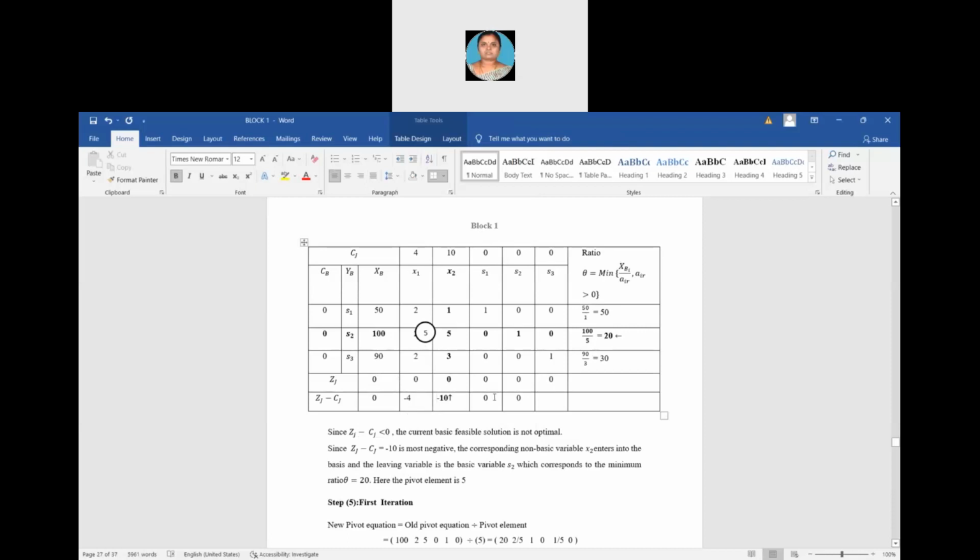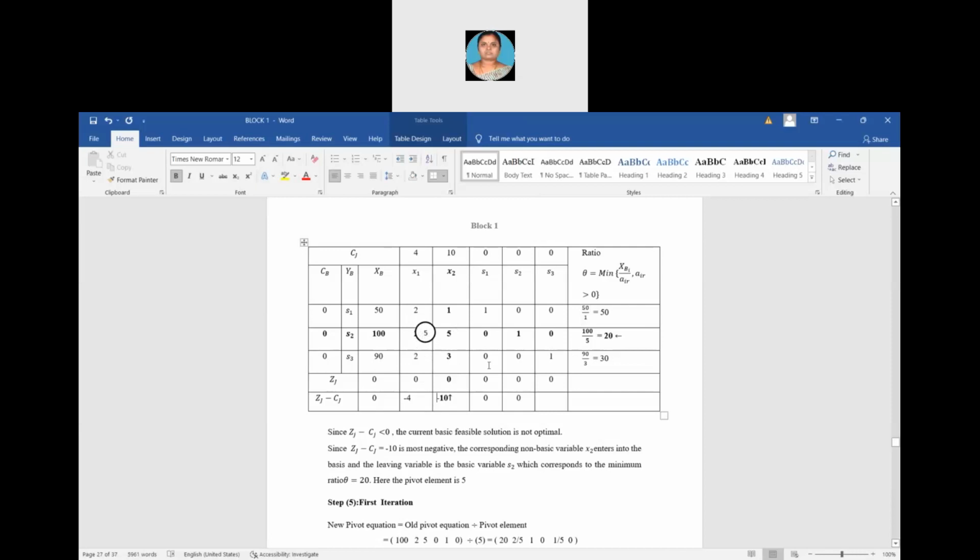Among these, the most negative element is minus 10. So you have to take the corresponding column and divide by it. Most negative value means that column, and then you have to divide the solution values by the corresponding column entries, 50 by 100 by 5, 90 by 3. The row has been transformed to the first column, but the ratio is only for 5 and 1, not for this 2. So we have to see it clearly.